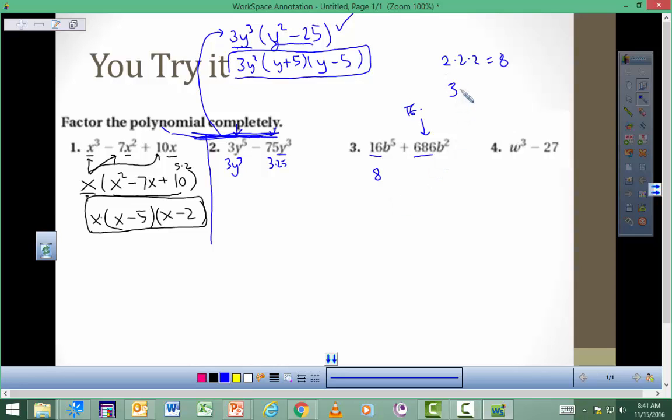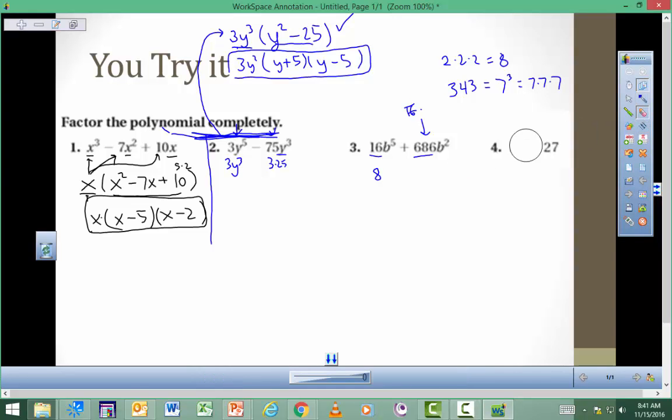And 343, do you guys recognize that one? That's why I told you guys to write down the cubes yesterday. That is a perfect cube. That's 7 cubed. It's equal to 7 times 7 times 7. So I think I found my common factor. My common factor is going to be a 2.